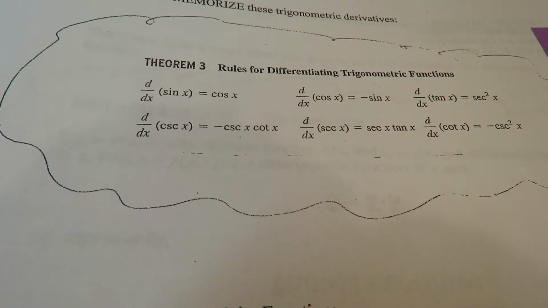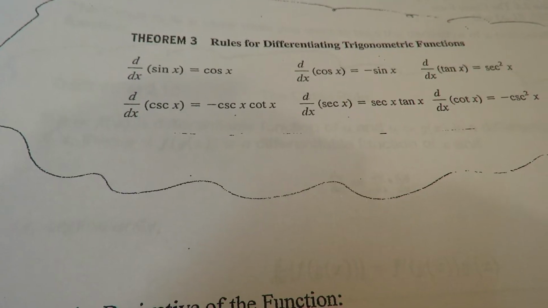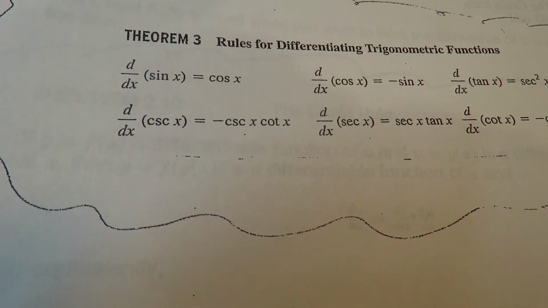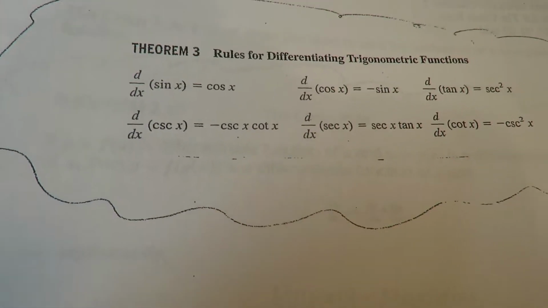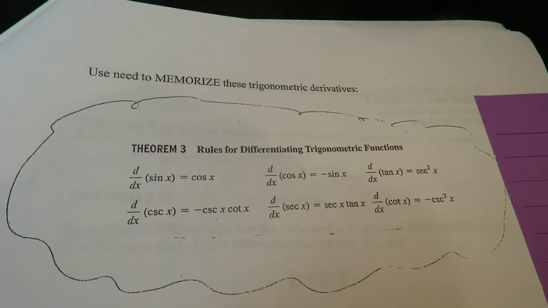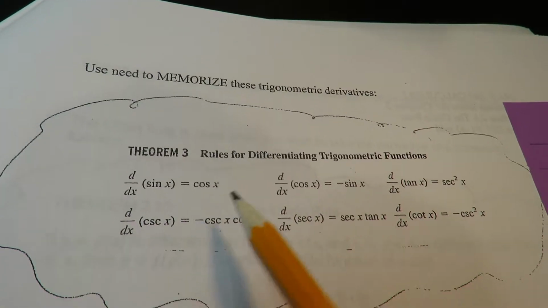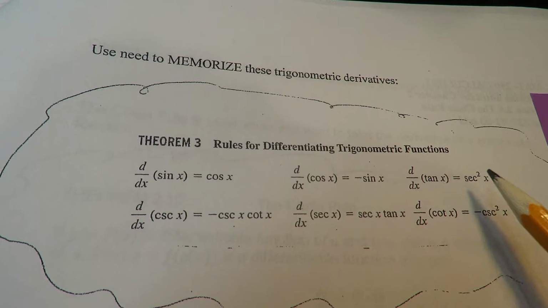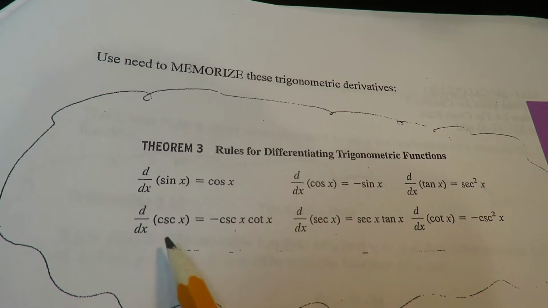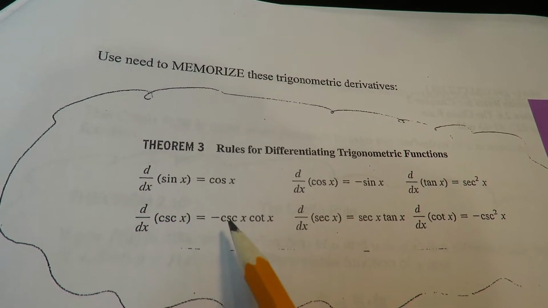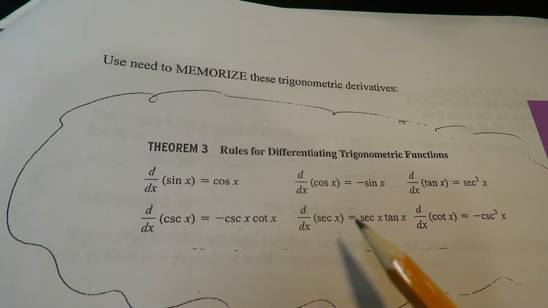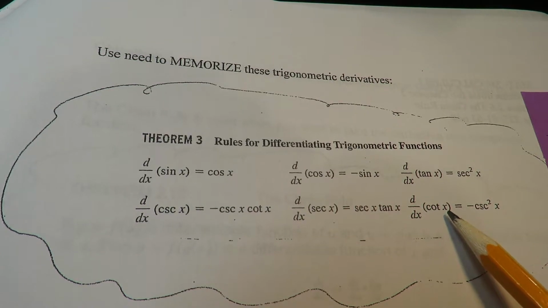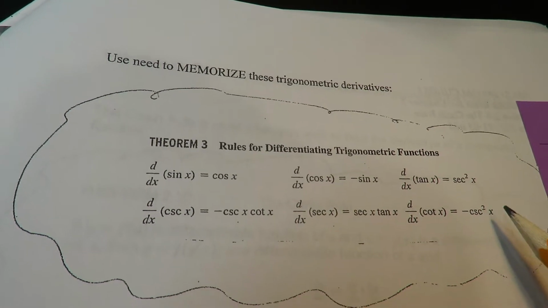Okay, gang, for 3.2, you need to know the rules, the derivatives for the trig functions, okay? So the derivative of sine is cos, the derivative of cos is negative sine, the derivative of tangent is secant squared, the derivative of cosecant is negative cosecant cotangent, the derivative of secant is secant tan, the derivative of cotangent is negative cosecant squared.